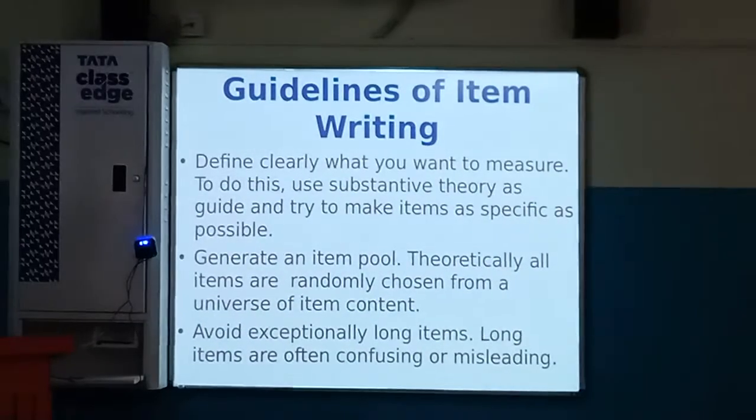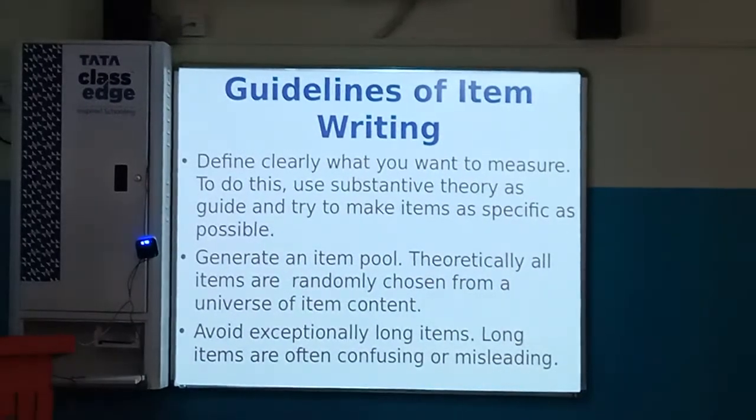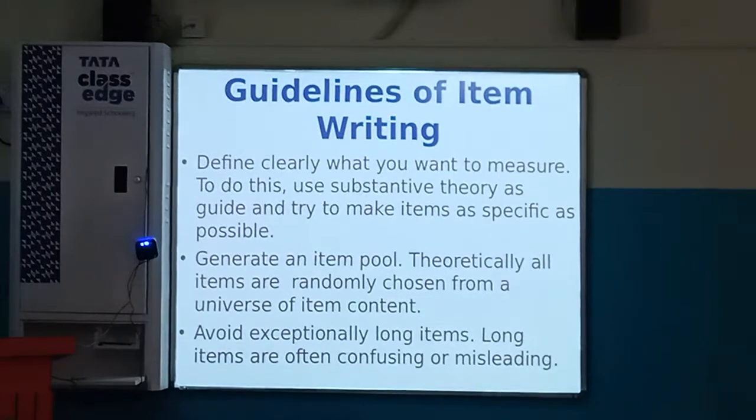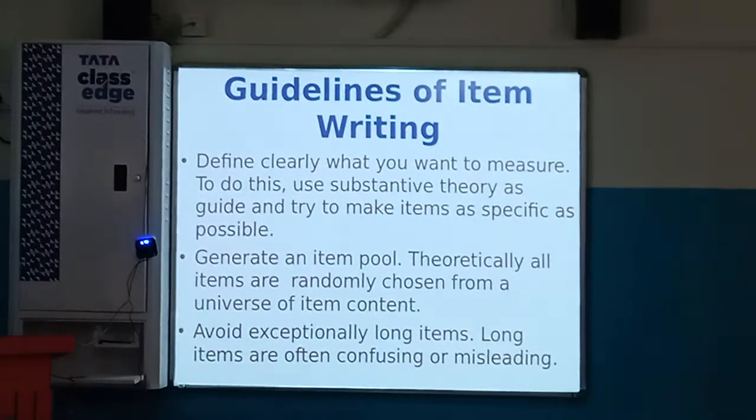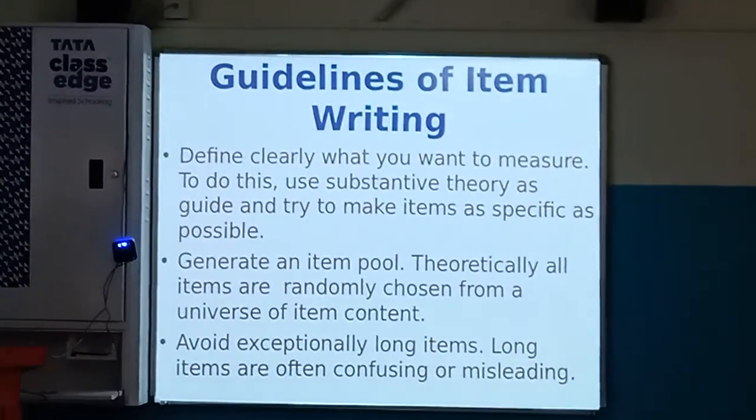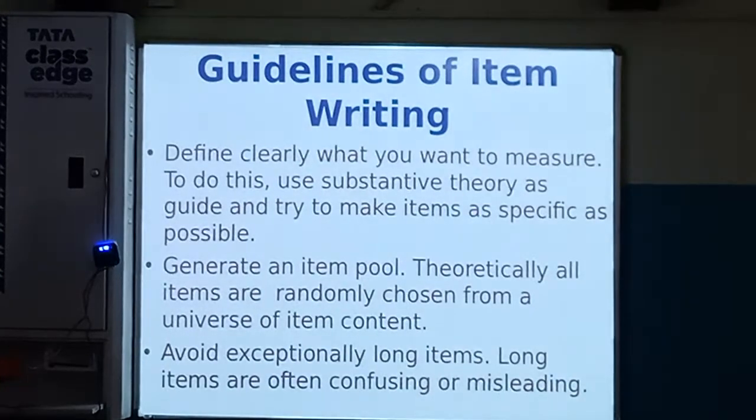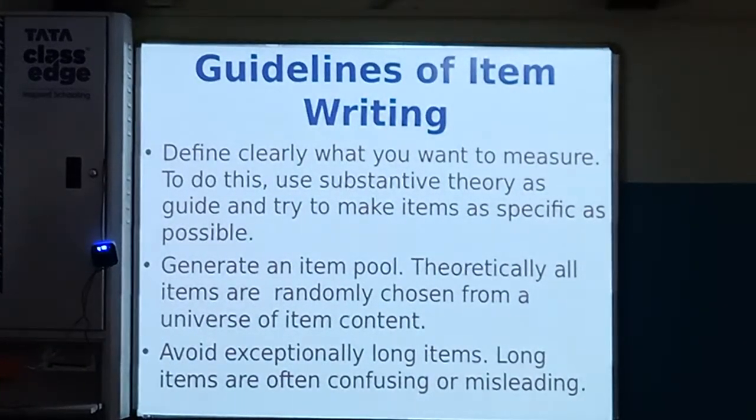Now, what are the guidelines of item writing? Some of the guidelines are given here. Number 1, define clearly what you want to measure. Number 2, to do this, we need to use theory as a guide to make the item as specific as possible. Number 3, generate an item pool.